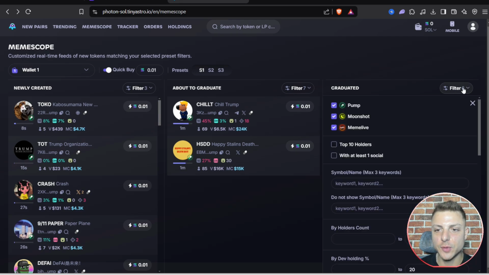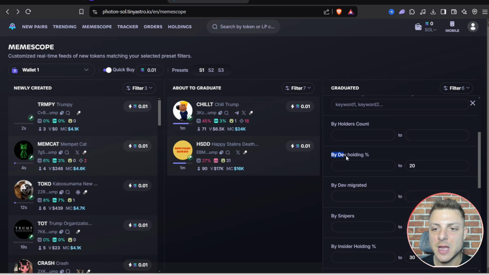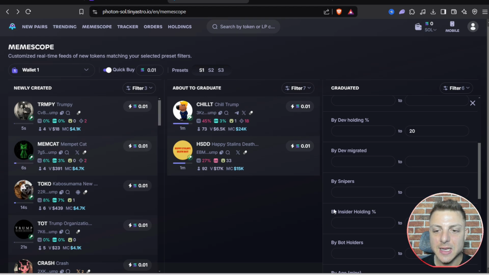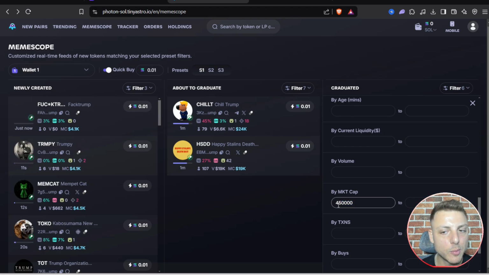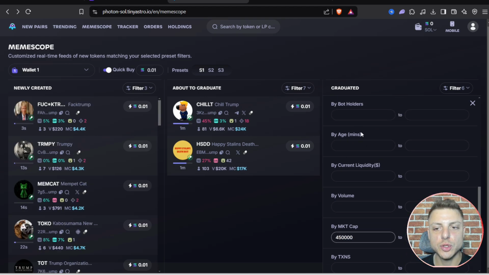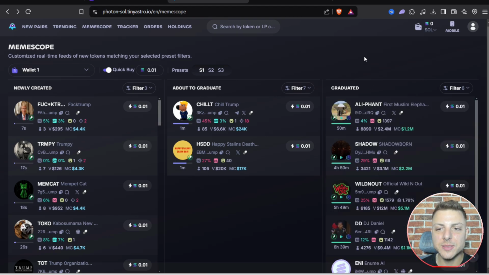So come over to this filter section, scroll down and put very similar filters, like developer holding 20%, insider holder 30%. Really what we're majorly changing is the market cap, a minimum of 450,000. We don't have any age limit, and that's it. We hit apply, and now we're going to be finding the best of the tokens today.